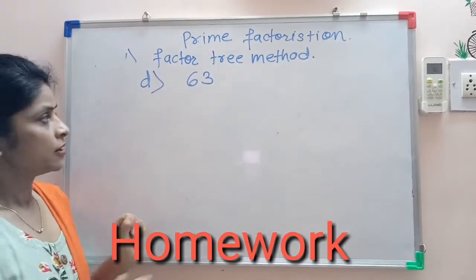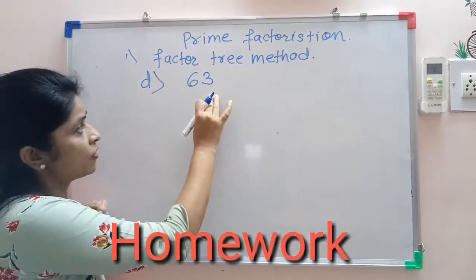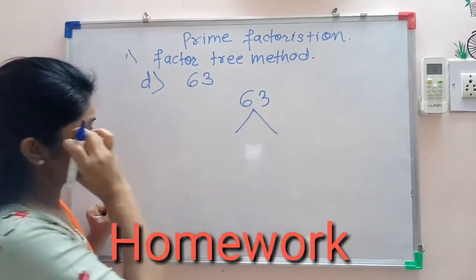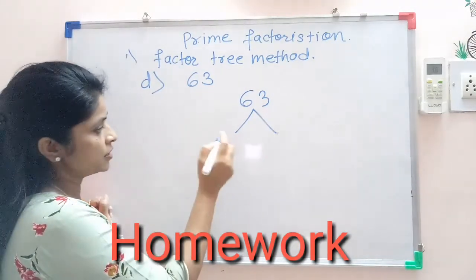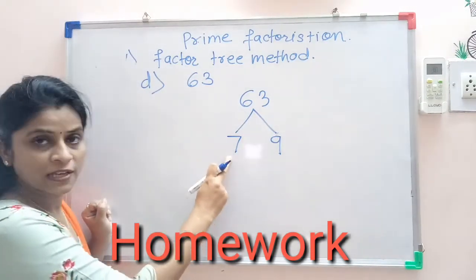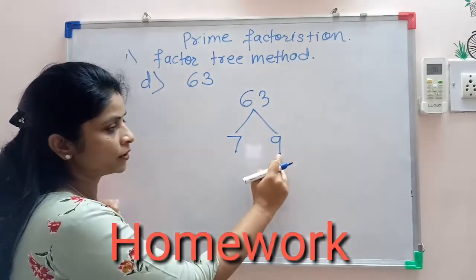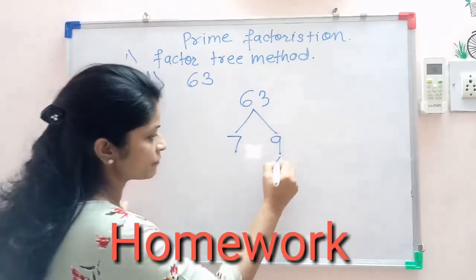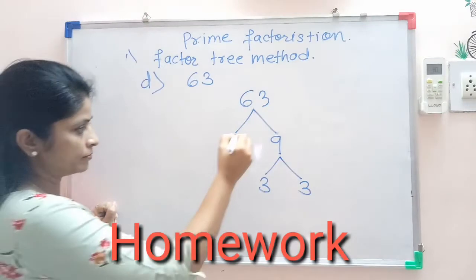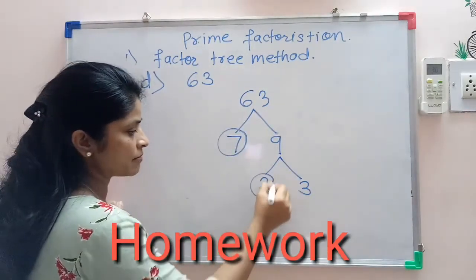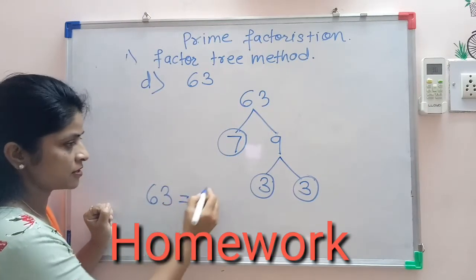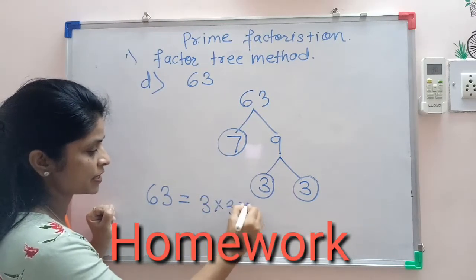Solution for this: now make the factor tree of 63. First of all, let us take the factors of 63, that is 7 nines are 63. Now 7 itself is a prime number, and 9 is a composite number. We will take the factors of 9: 3 threes are 9. Now we will ring all the prime factors. Now the prime factorization of 63 is 3 multiplied by 3 multiplied by 7.